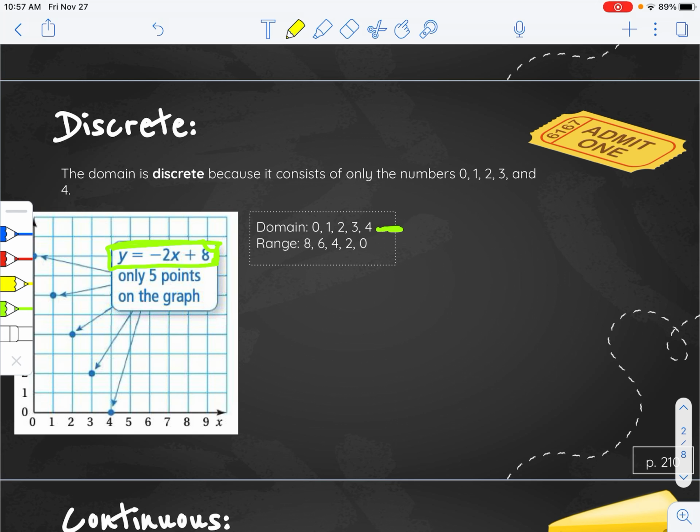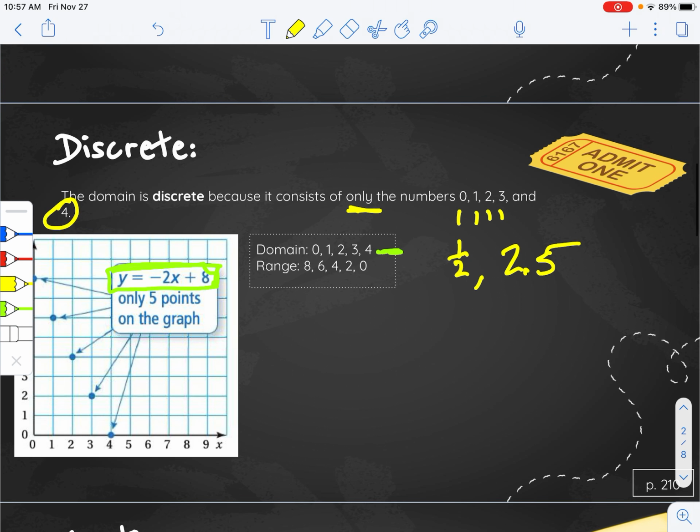Now, the reason that this is discrete, if we look at our term closely, is that discrete consists only of the numbers 0, 1, 2, 3, and 4. It does not have 1/2, it doesn't have 2.5, it doesn't have anything in between. It is only those 5 numbers. That's what makes it discrete: it's contained. It doesn't have any numbers other than the ones that we can list. We can't split a ticket in half. We have to have the whole number 0, 1, 2, 3, and 4.